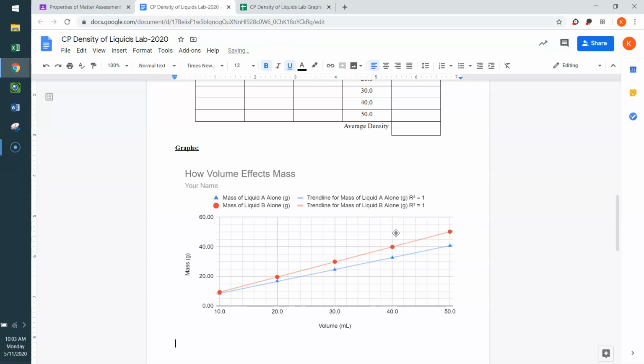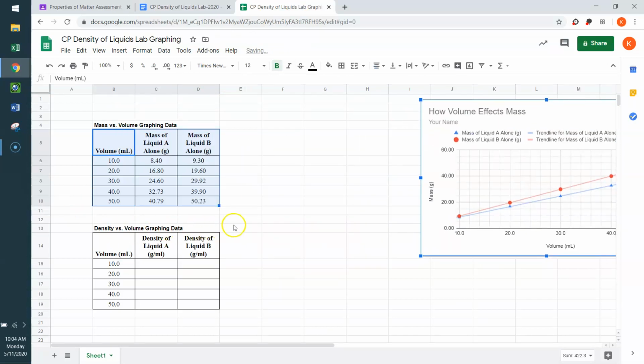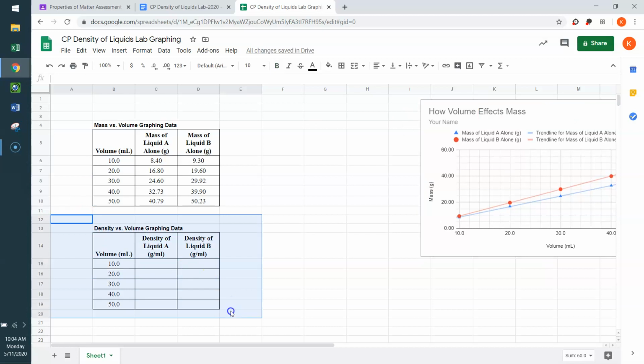Make sure you hit enter a couple of times so that when you go to put your next graph in there, it doesn't squish up with the formatting. Okay, and there you have it, folks. I've done one graph with you, and you should be pasting this into your document. You now have to come back here, move this out of the way, and create the graph for the density versus volume. So I've got the data table here for you.